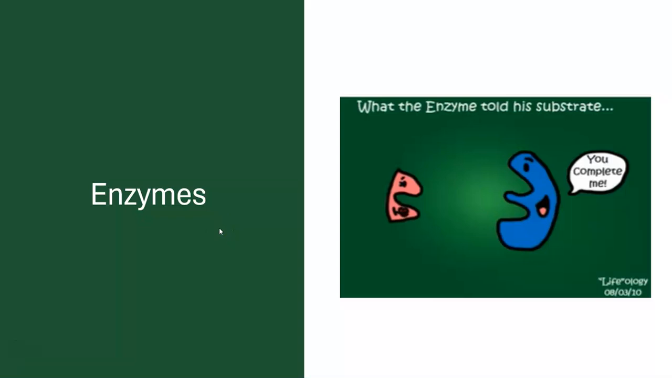All right, in this little mini lecture, we're going to talk about enzymes. So here it says, what the enzyme told his substrate, you complete me. All right. So enzymes, what we know about enzymes so far is that enzymes are types of proteins. So in blue is our little enzyme, and in pinky red is our substrate. And what I want you to notice is the shape of that substrate and the shape of the enzyme, that it looks like they fit together, right? So one goes over to the other and they kind of hold each other tight. So that's why he's saying, you complete me.